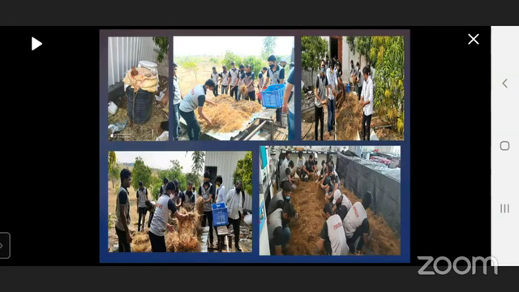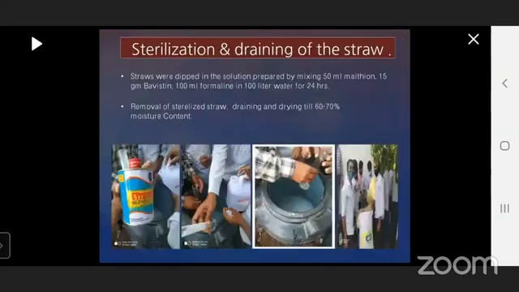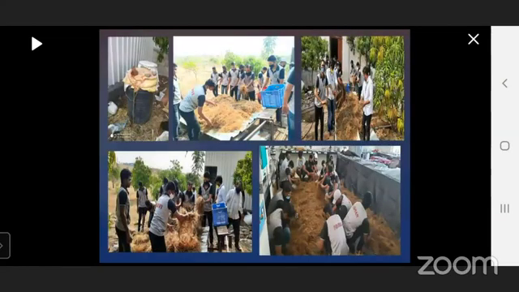And by adding fresh water, running water or tap water, we can remove all the chemical residues from the straw. After removing the chemical residues, we have to carry it to our mushroom unit or mushroom room, and we have to moisten the straw. We have to use the moist straw.